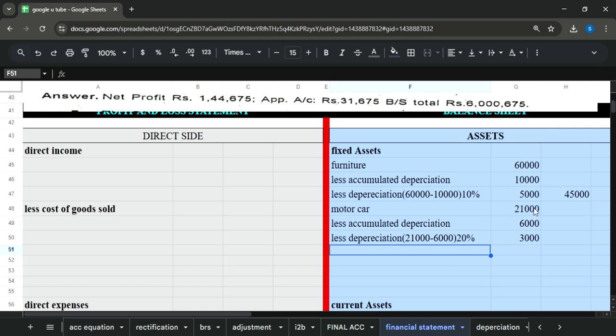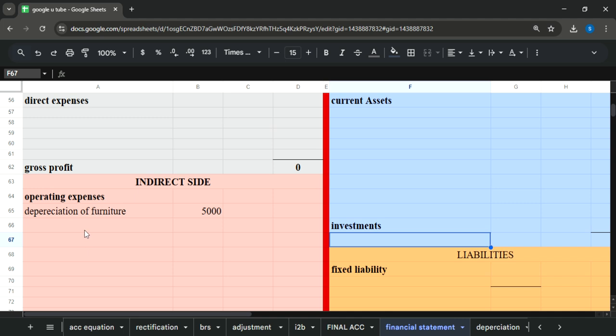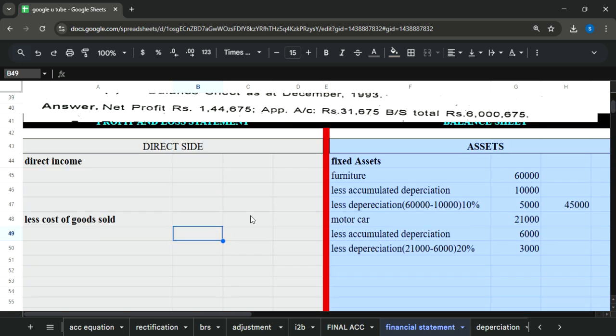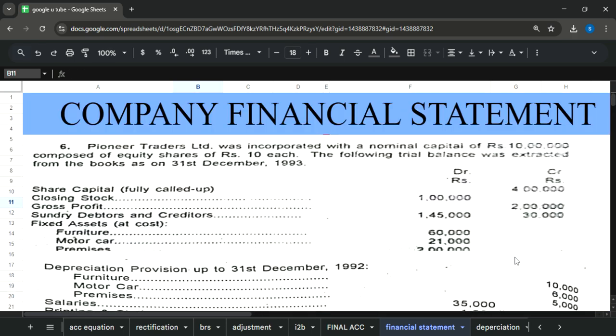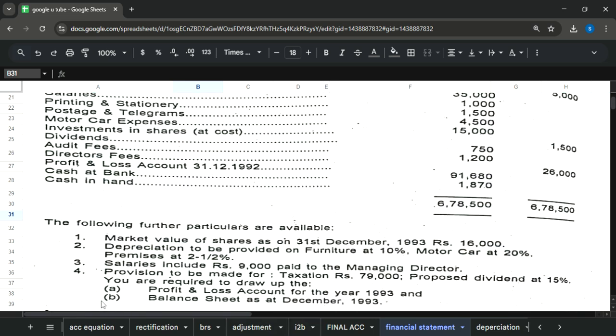Alright guys, so the second effect would also be there and here you will mention depreciation of motor car, and we have calculated depreciation of motor car as 3000. So just put 3000 over here. Let's see if there is any other depreciation. Yes, we have premises and the rate of premises is given as 2 and 1 over 2.